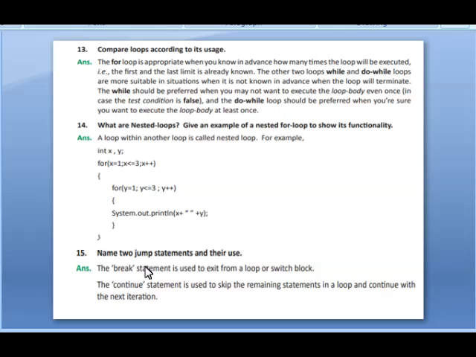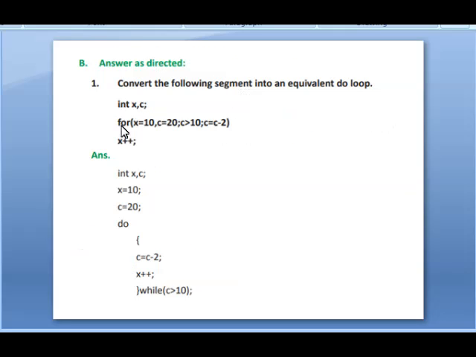Name two jump statements that are used. One is the break statement and another one is the continue statement. Then B, answer as directed. Convert the following segment into an equivalent do loop. Here the statement is in for loops. We are going to convert this for loop into a do while loop.